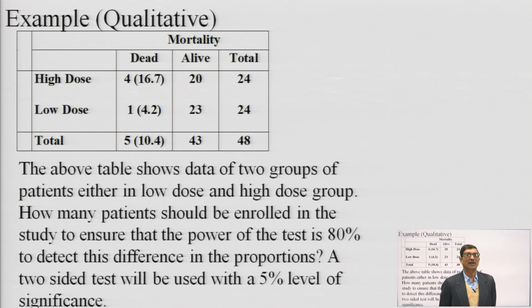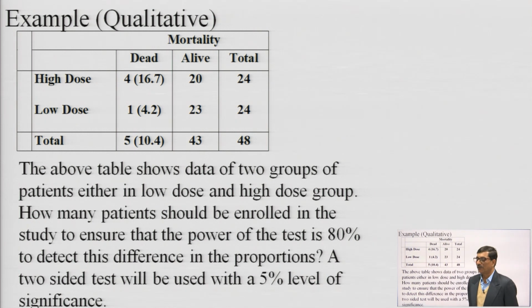We have two groups, one for low dose and another for high dose. So, how many patients should be enrolled in the study to ensure that the power of the test is 80% to detect the difference in the proportions? That means we want to compare the proportion of the two groups, high dose and low dose. A two-sided test will be used with a 5% level of significance.